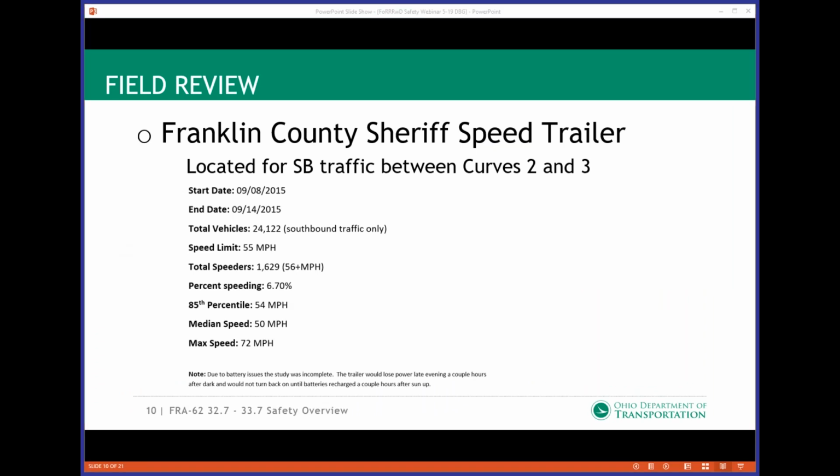So Franklin County Sheriff had a speed trailer they put out there between curves 2 and 3, and these are the results they had. They had a battery problem with it, so the trailer didn't really run much during the dark times, but during the daylight hours when it was actually functioning, they had an 85th percentile speed of about 54 miles an hour, which is really not bad. It's a 55 mile an hour zone. About 7% of the vehicles were speeding out there. They had a maximum speed of 72.